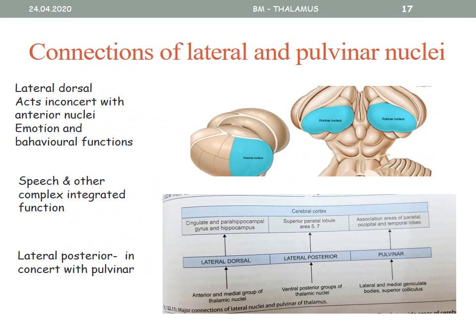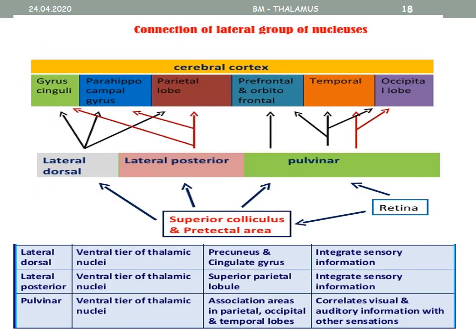Lateral dorsal nuclei acts in concert with the anterior nuclei and are involved in emotions and behavioral functions. Speech and other integrated complex function is also involved. The lateral posterior nucleus acts in concert with pulvinar nucleus. In this slide again you can look into the connections of lateral dorsal, lateral posterior and the pulvinar nuclei.